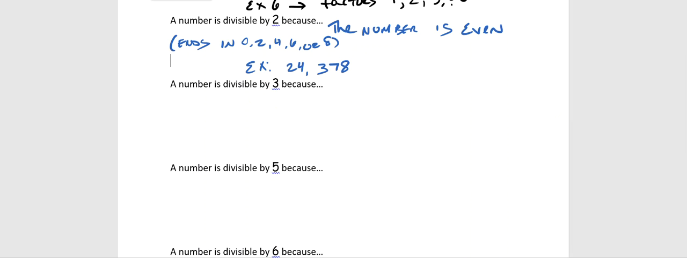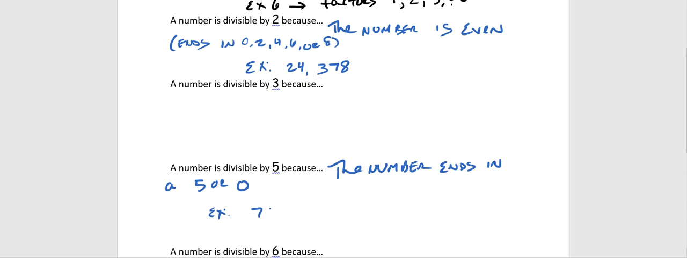We should also know why a number is divisible by 5, because the number ends in a 5 or 0. So examples of that, 75, 1030, 15,000, 85, etc. So the ones that may require some quick reminding would be the divisibility rules for 3 and 6 and for 9.